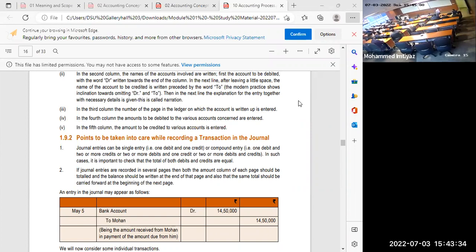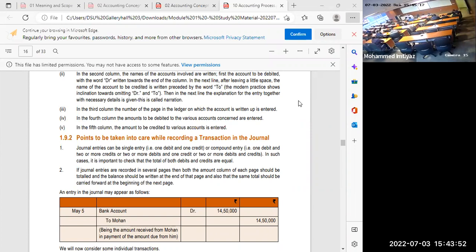Okay, this is one entry. Two things are there. One, how to make that neatly. Another one is how to make the entries logically. Both we are learning. Next, go to the question, point number 2.